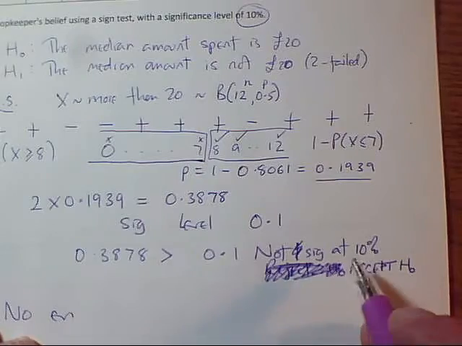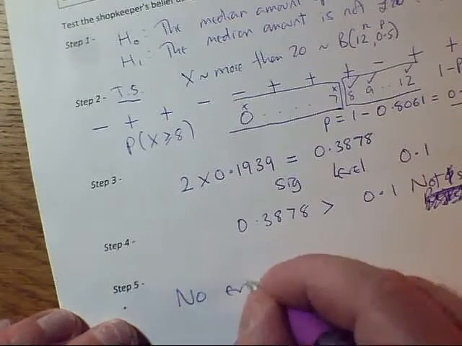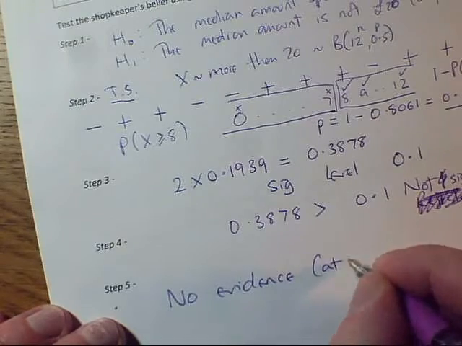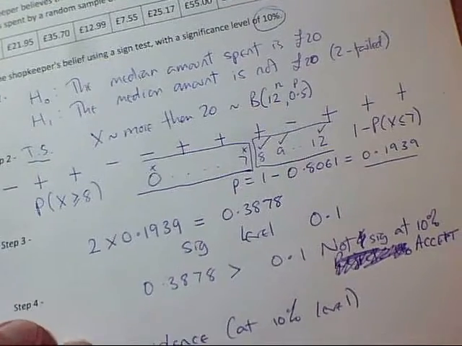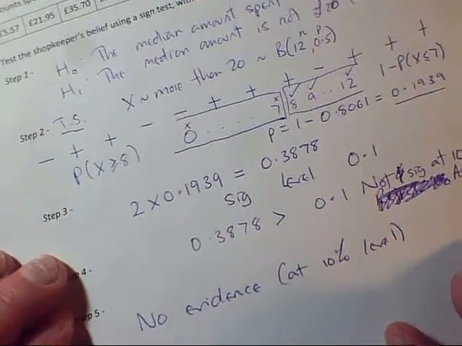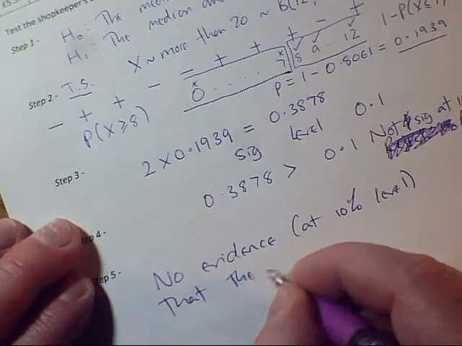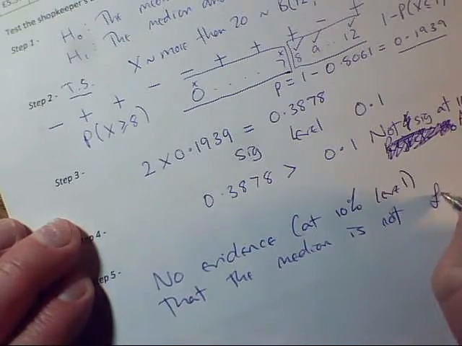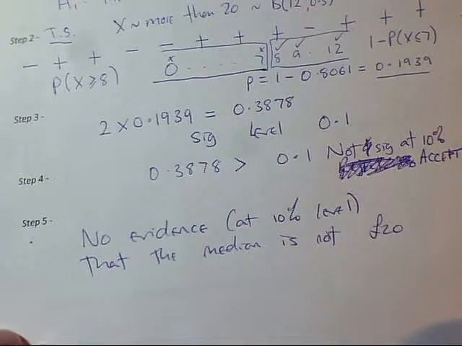So of course that means it's not significant, so I'm going to be accepting H0. And in context, when I accept H0, I always say that there is no evidence. So there is no evidence at the 10% level that, well, what were we testing? We were testing whether the median amount spent was £20 or not. We found no evidence that that's wrong. So there is no evidence at the 10% level that the median is not £20. So the shopkeeper thought it was £20. Our conclusion is, yes, it seems that it could well be £20.